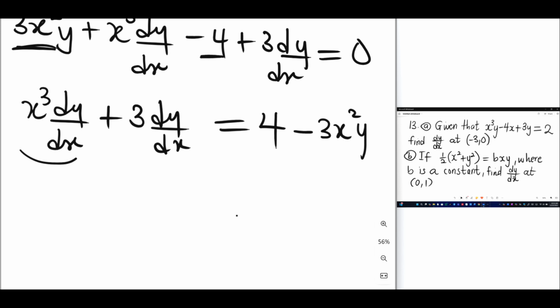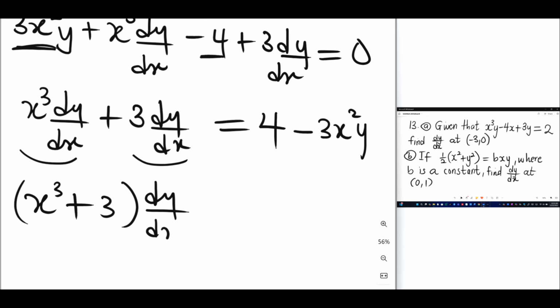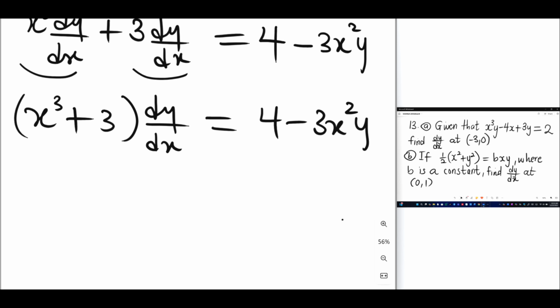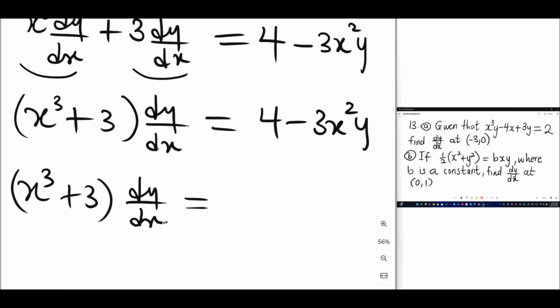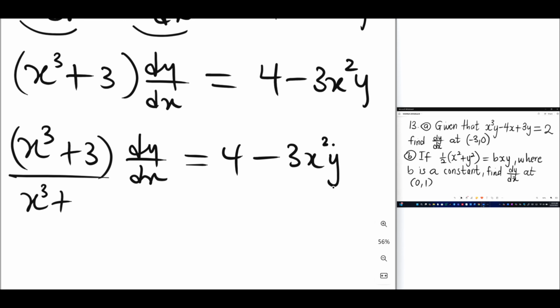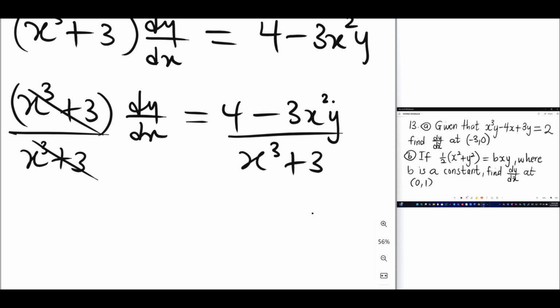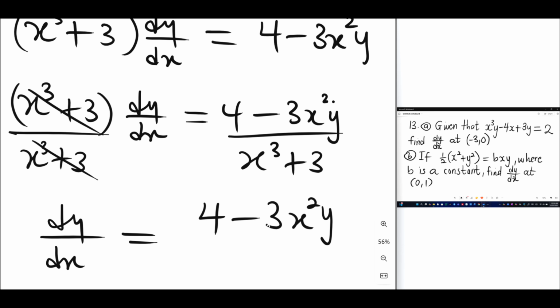Now we can factorize this. These two terms have a common factor, which is dy/dx. So we factorize dy/dx out and get x cubed plus 3 in brackets multiplying dy/dx, equal to 4 minus 3x squared y. So what we do is divide through by the coefficient of dy/dx, because we have to find dy/dx. We divide through by x cubed plus 3. So we have a result of dy/dx being equal to 4 minus 3x squared y, divided by x cubed plus 3.